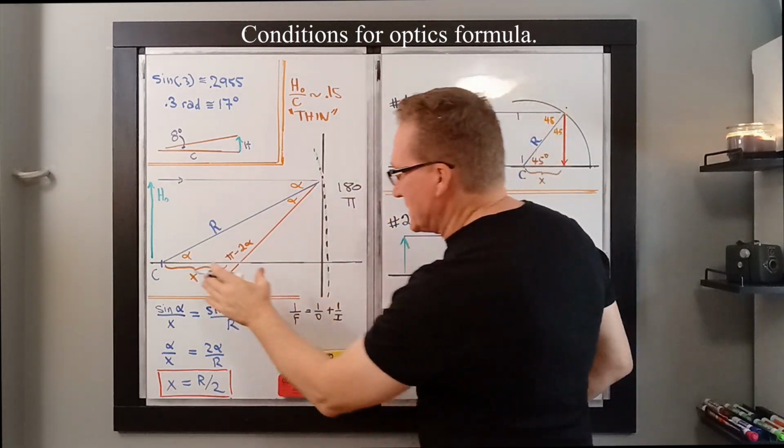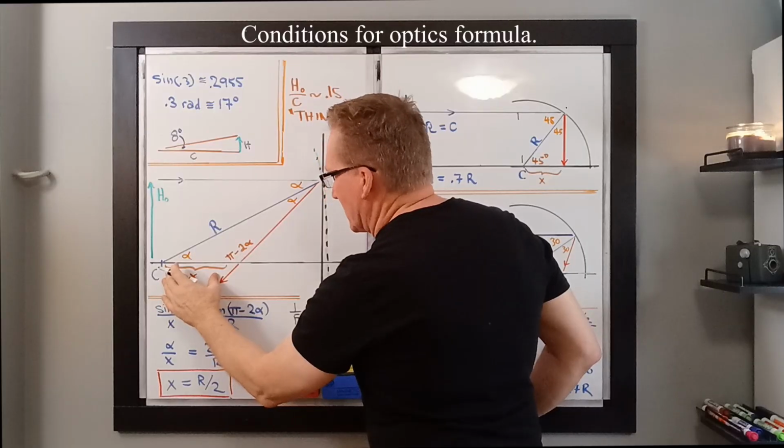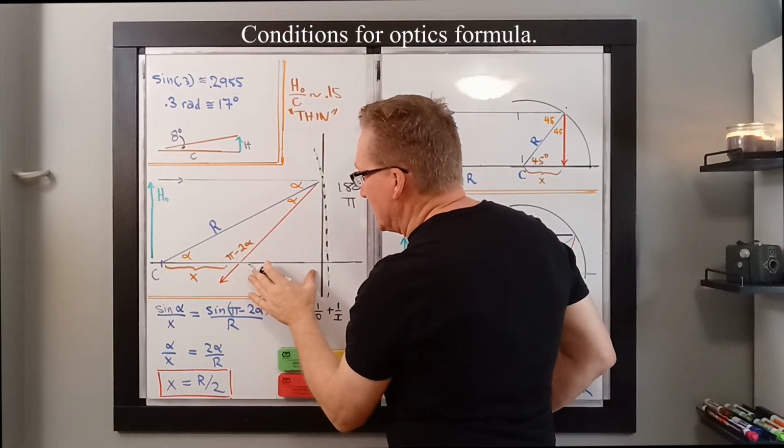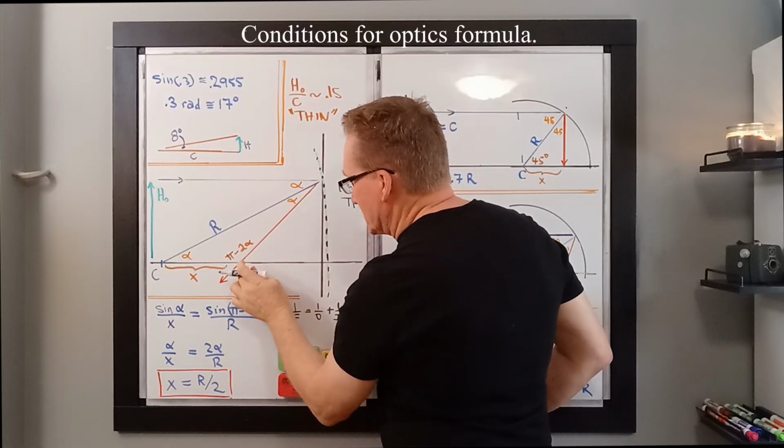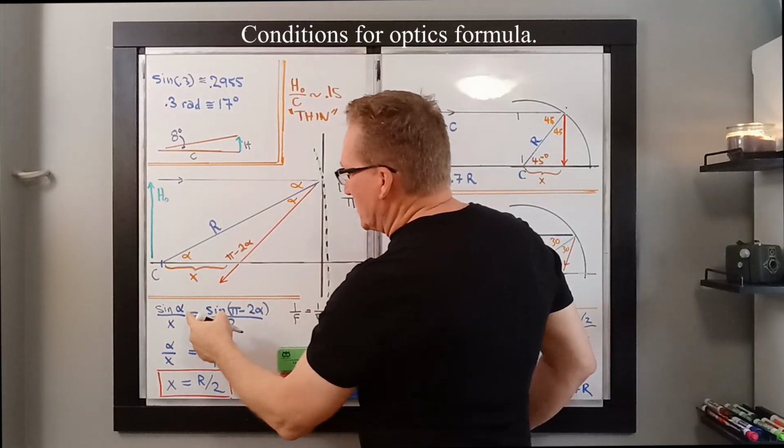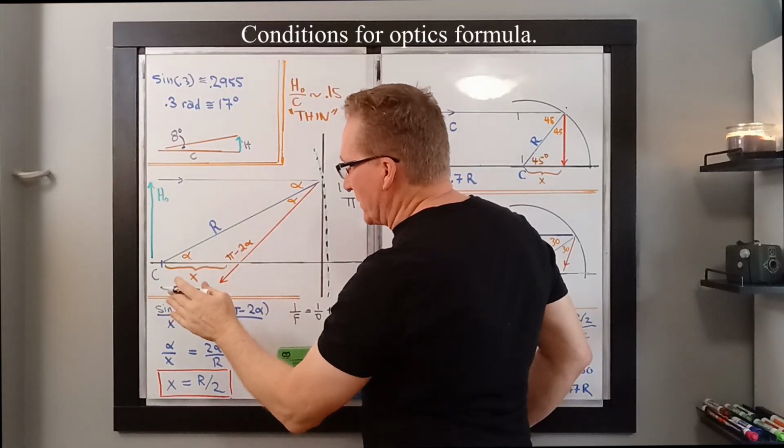So I'm going to use this now to find this x here, because if I can find this x, I can find this distance, which would be the distance to this point over here. So let's take a look at this. I'm going to use the sine formula for this.